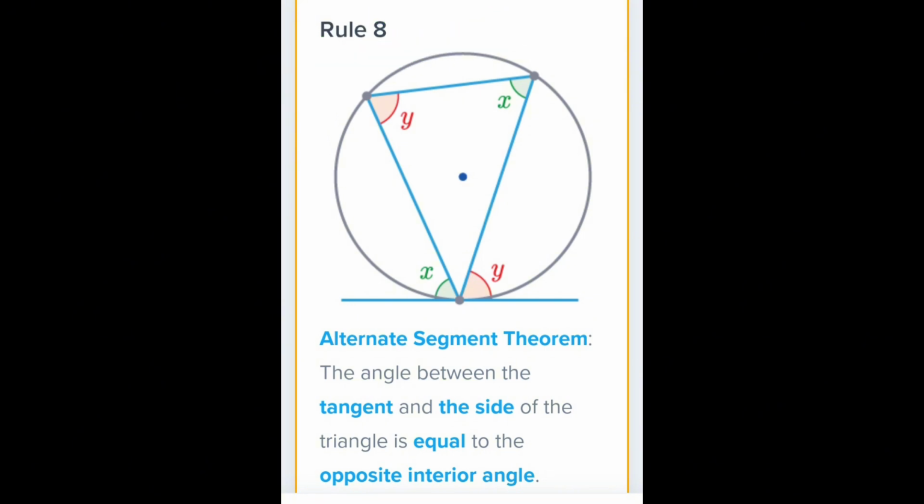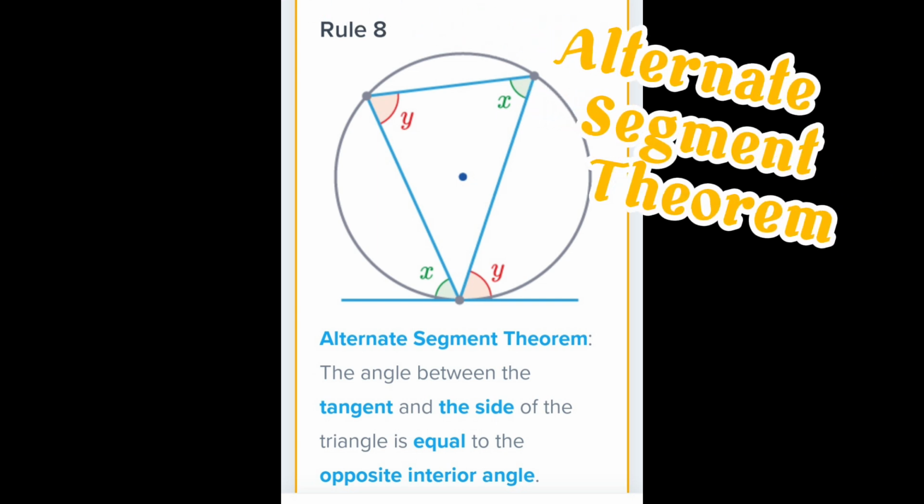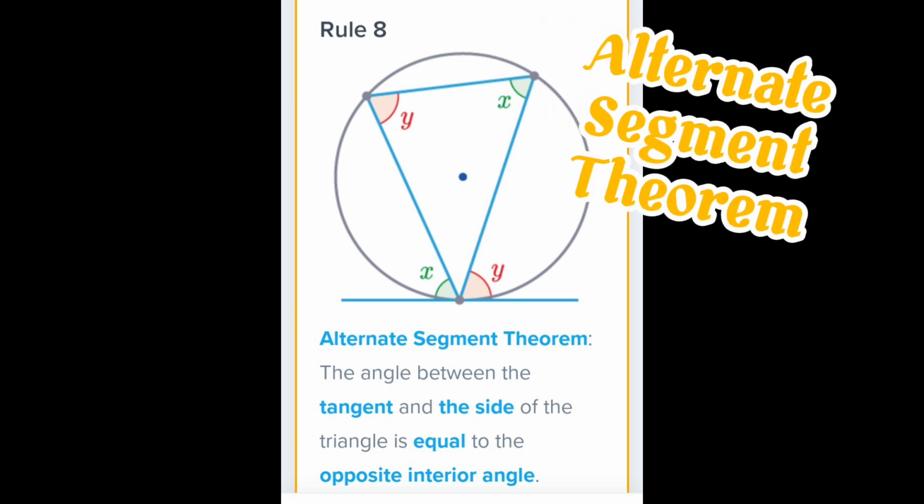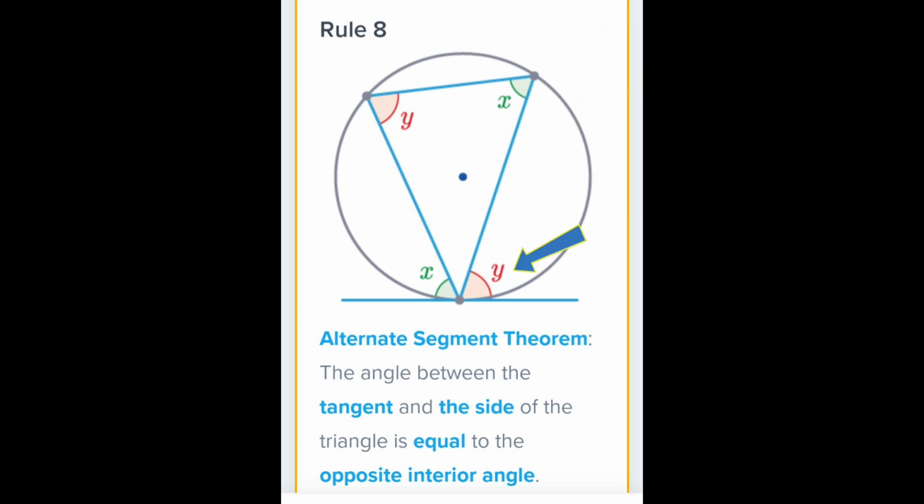The angle between the tangent and the side of the triangle is equal to the opposite interior angle. Notice in the diagram, we have angle y below and angle y above. The angle y below is the angle between the tangent and the side of the triangle. And this angle y below is equal to the angle y above, which is the opposite interior angle.